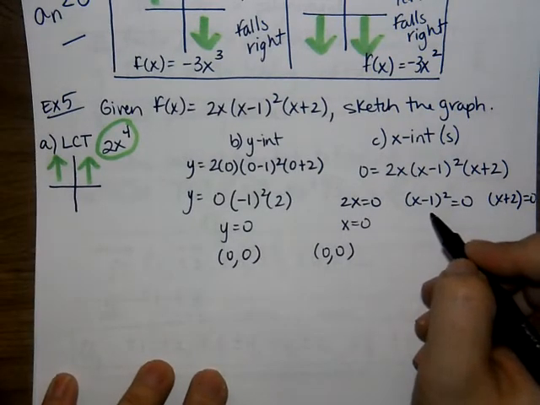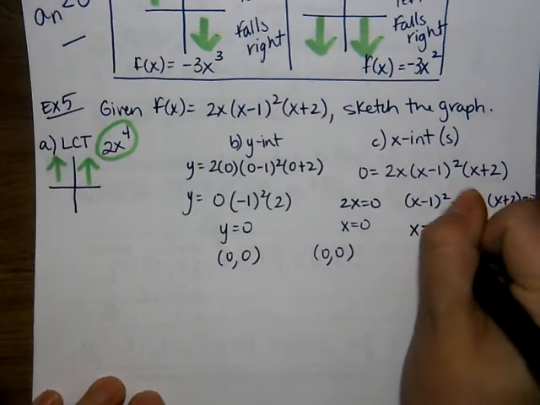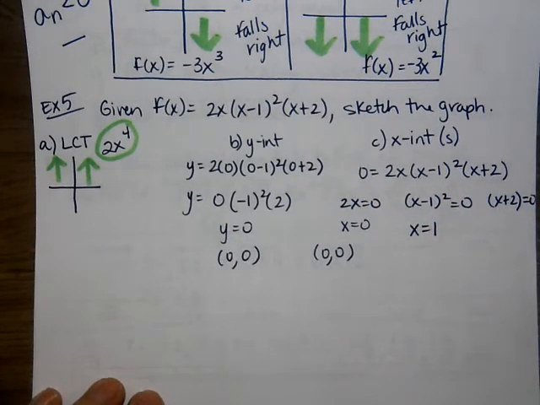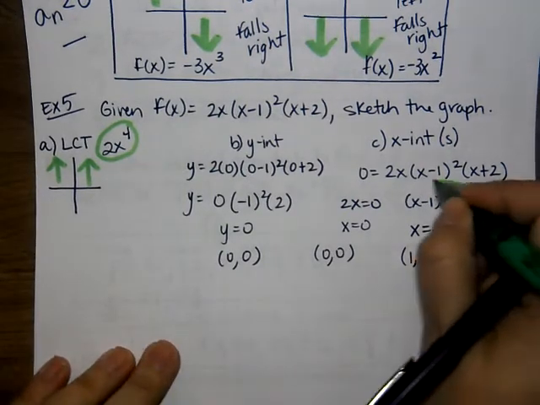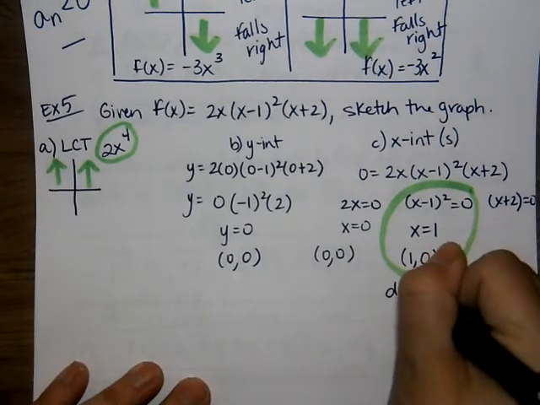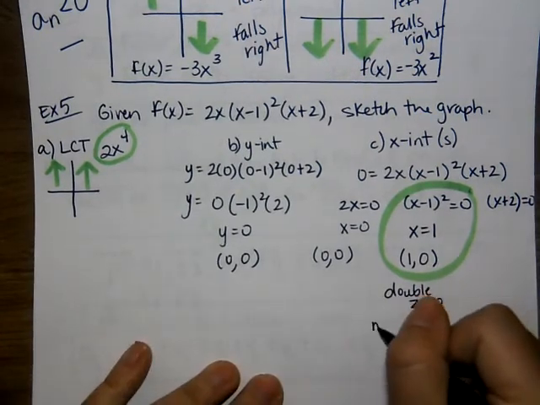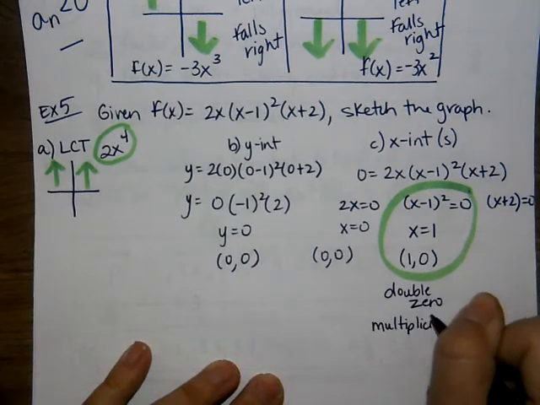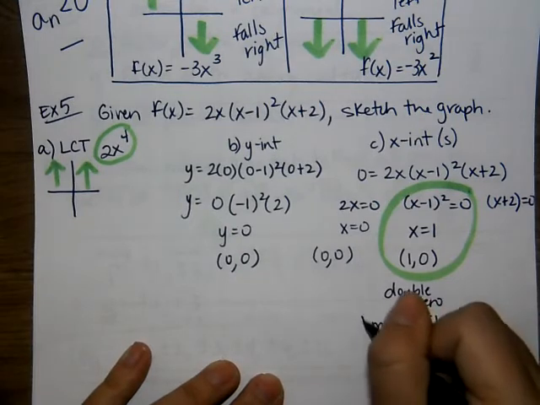This (x minus 1) squared just means (x minus 1) times (x minus 1), right? I still only get x equals 1 when I solve this. Whether you do it twice or you do it once, you still get x equals 1. But there's something special about this 0. This is a double 0. This also has a multiplicity of 2.